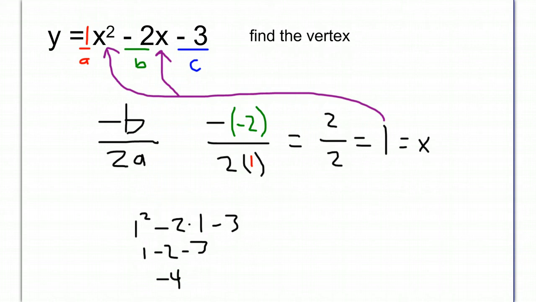So the actual vertex then, the answer, if you're trying to find the vertex, would be 1, comma, negative 4.